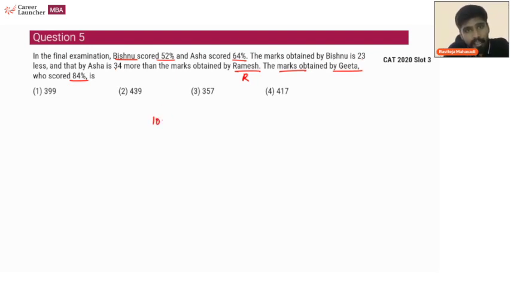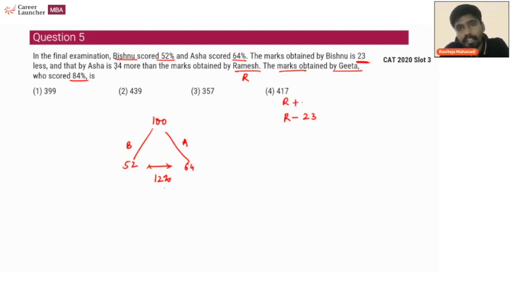So if 100 marks was the score, Vishnu scored what? 52. Asha scored what? 64. The difference between them must be equal to 12% of the paper. And what is the difference between them given? Vishnu has scored R, Ramesh, minus 23. And Asha has scored 34 marks more than Ramesh, R plus 34. So the difference between them is going to be 57 marks. So can I say 12% of the total marks is 57?